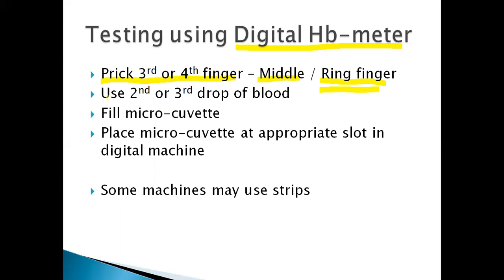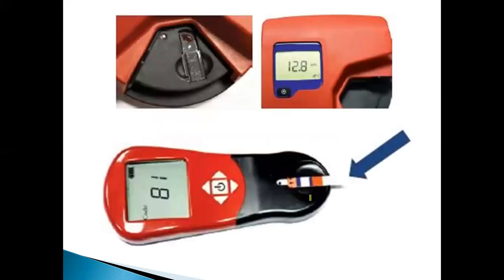The first drop of blood so formed is usually discarded using a cotton swab, and the second or third drop of blood is used. Now, there could be two types of digital hemoglobin meters. We would see the pictures in a few minutes. One which uses the cuvette and one which uses the strips. If you have a cuvette based meter, fill the micro cuvette with the second or third drop of blood and place that micro cuvette at the appropriate slot in the digital machine. As I said, some machines may be using strips instead of cuvettes. That depends on the original structure of the hemoglobin meter.